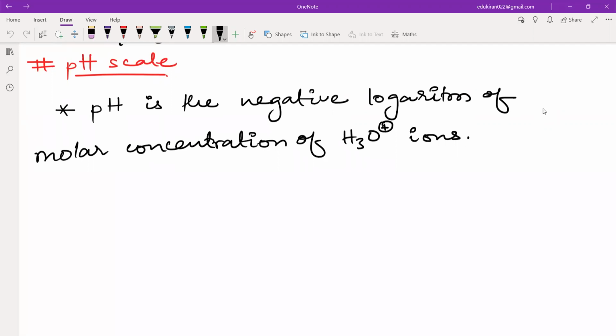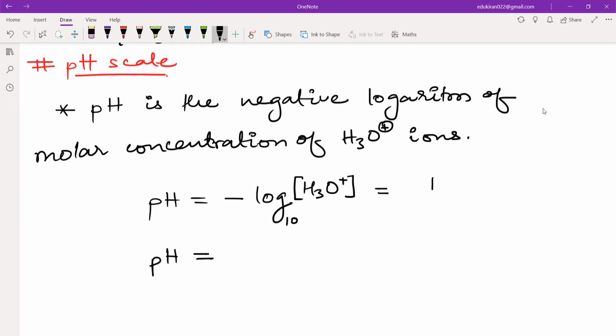That means, what is pH? pH is equal to minus logarithm, where logarithm means base 10, of the molar concentration, that means concentration of H3O positive ions. And pH can also be written as log of 1 upon. I don't know how many of you know this.